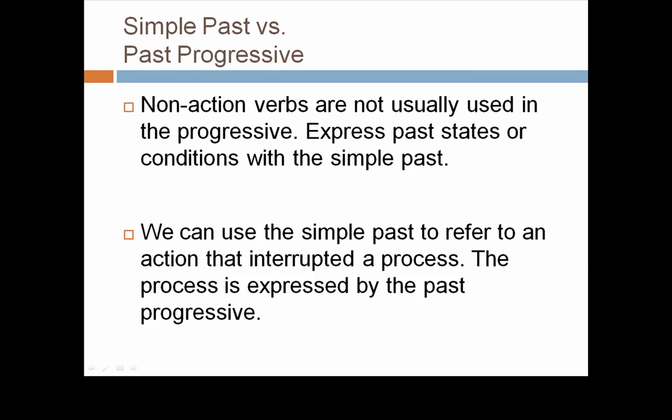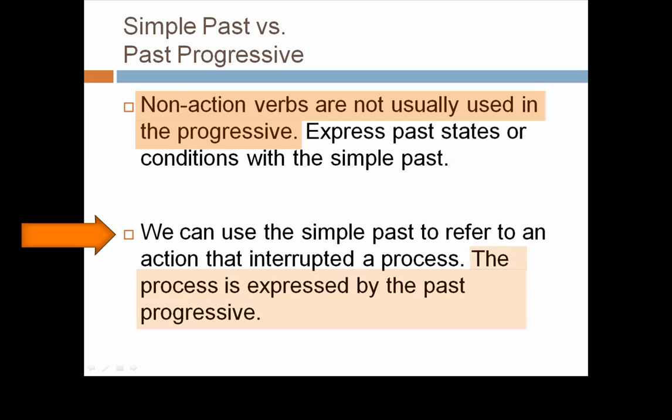Be sure you understand when to use the simple past and when to use the past progressive. First, non-action verbs are not usually used in the progressive, so express past states or conditions with the simple past. Second, we can use the simple past to refer to an action that interrupted a process. The process is expressed by the past progressive.